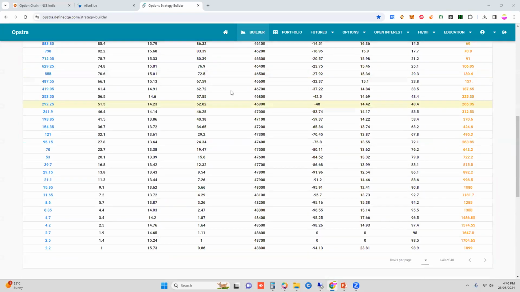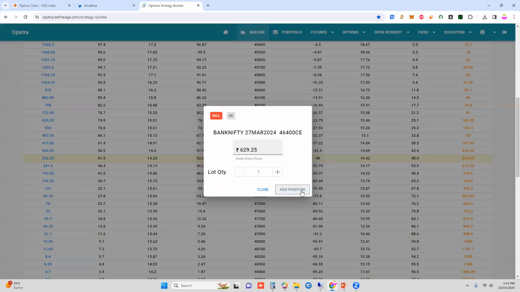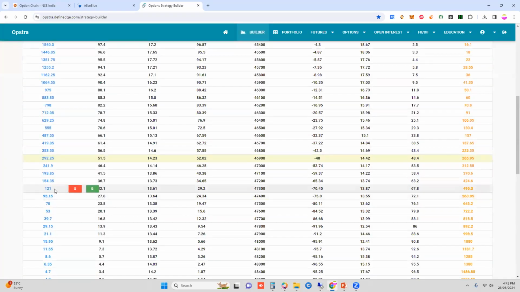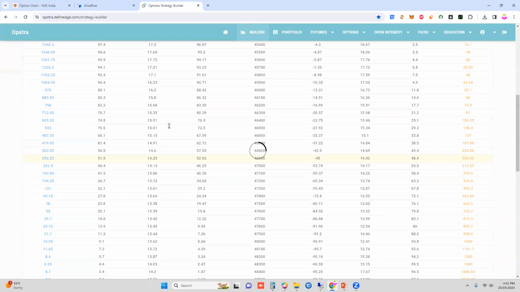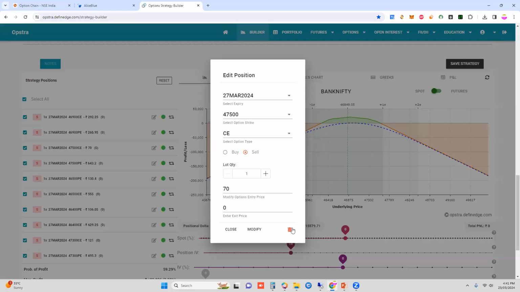Okay, see here. Currently the market is trading around 46,900. Able to see? So what I'm doing in the call option, I'm selling ATM. So this is ATM, right? 46,900, I'm selling one lot. 500 points away, that 40 is 400, correct? 46,400, I have to sell one lot. And here 400 points away, 47,300. 47,300, I have to sell one lot. So initially I have these positions. I can close these trades.